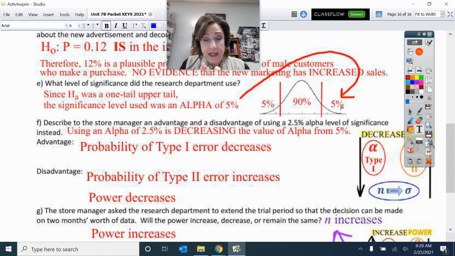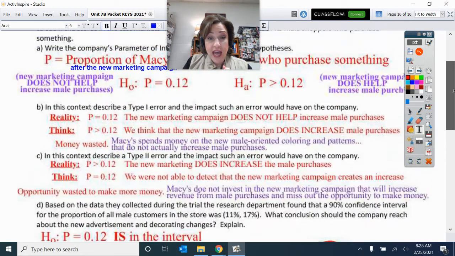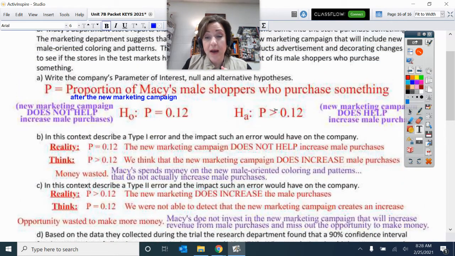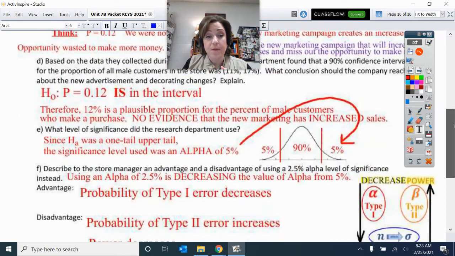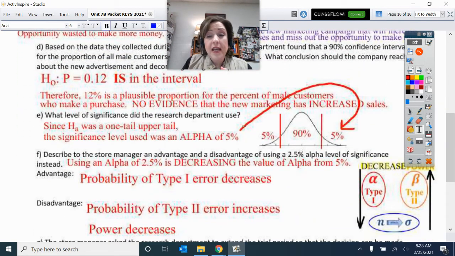Then the second step is to figure out what tail did they use. So in this problem, HA was about the one tail, upper tail. You're seeing if it has increased. Therefore, it's this top part. So that is where the rejection region is to be able to conclude they have higher sales. Okay, so that alpha then is 5%.